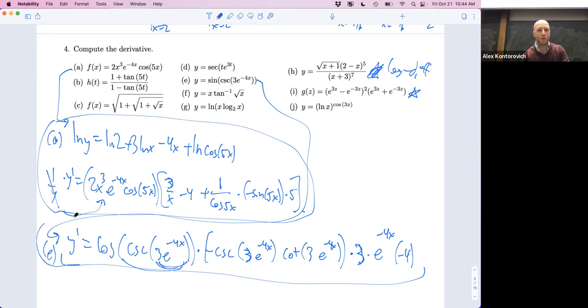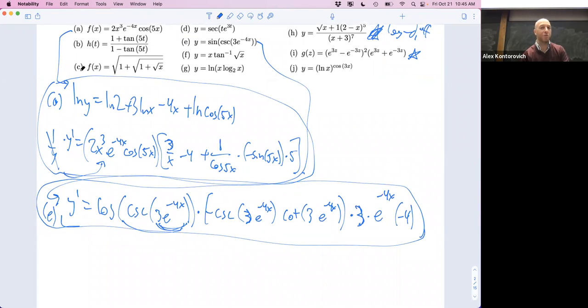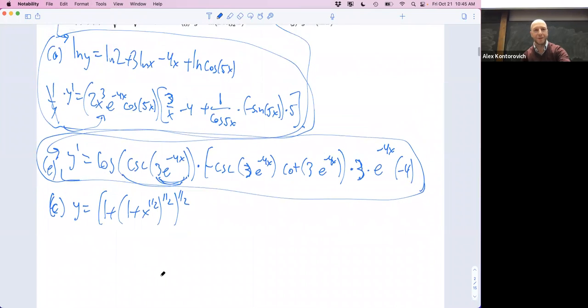Should we do one more, or do you have plenty of practice with differentiation? C. Let's do C. Okay, C is again a chain rule on chain rule on chain rule. I would first write y as 1 plus x to the half, to the half, to the half. That will make it easier to differentiate.